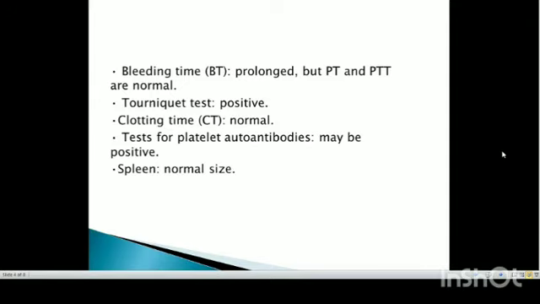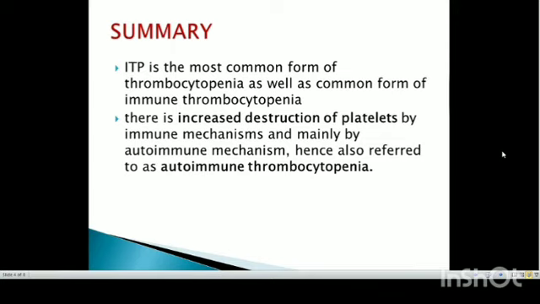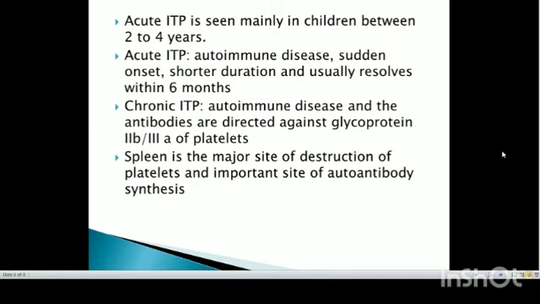So now coming to the summary of ITP. We've discussed that ITP is the most common form of thrombocytopenia, as well as the most common form of immune thrombocytopenia, and there is increased destruction of platelets by immune mechanisms, mainly by an autoimmune mechanism. Hence it is also referred to as autoimmune thrombocytopenia. Now we have two types, acute and chronic. Acute ITP is mainly seen in children between 2 to 4 years; it has sudden onset, shorter duration, and usually resolves within 6 months.